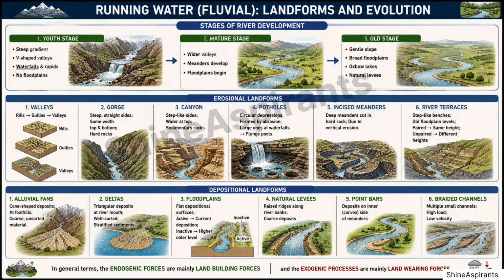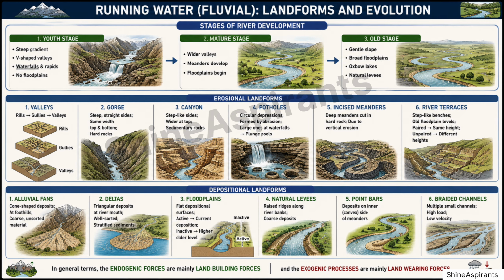River terraces: step-like benches, old floodplain levels. Paired: same height; unpaired: different heights. Depositional landforms. Alluvial fans: cone-shaped deposits at foothills, coarse, unsorted material. Deltas: triangular deposits at river mouth, well-sorted, stratified sediments. Floodplains: flat depositional surfaces. Active: current deposition; inactive: higher, older level.